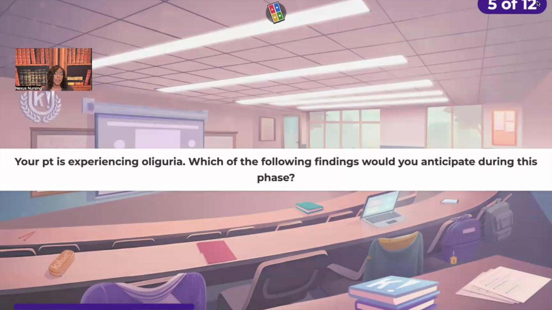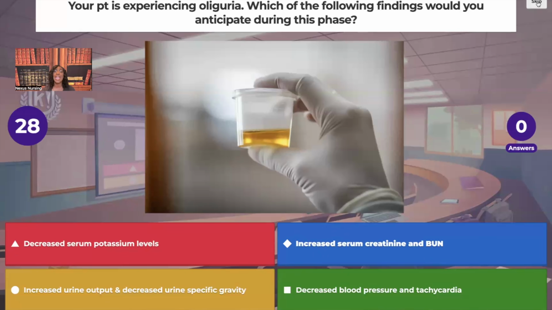Your patient's experiencing oliguria. Which of the following findings would you anticipate during the stage? Decreased serum potassium levels, increased serum creatinine and BUN, increased urine output and decreased urine specific gravity, or decreased blood pressure and tachycardia. So your patient's experiencing oliguria. Which of the following findings would you anticipate during this stage of AKI? They are oliguric. What would you expect to find?